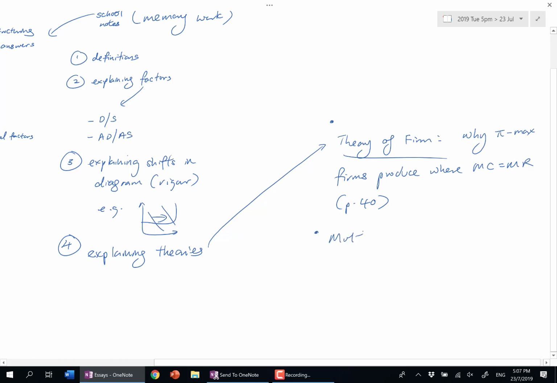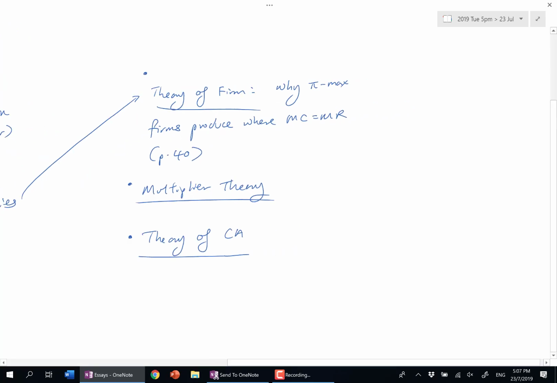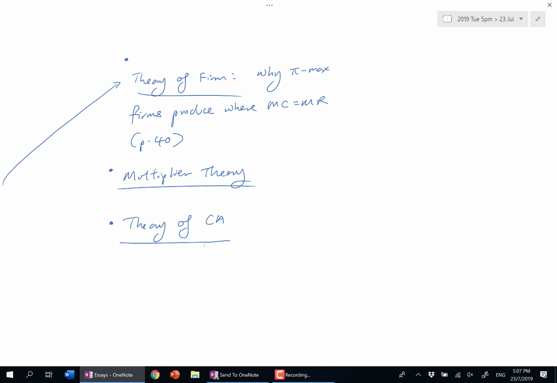Let's not forget the multiplier theory. The multiplier theory is where a shift in AD results in a more than proportional increase in national income. You need that as well. The third one, theory of CA. So when you explain theory of CA, you realize you memorize numbers. Theory of the multiplier, you memorize numbers. Theory of the firm, you memorize the diagram. So in these three cases, you need assumptions.